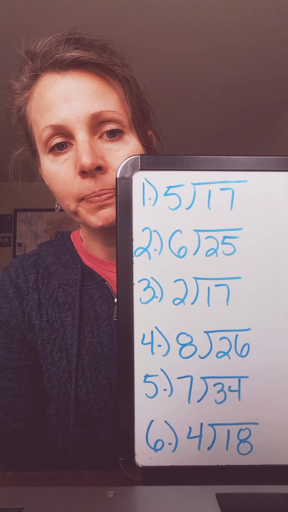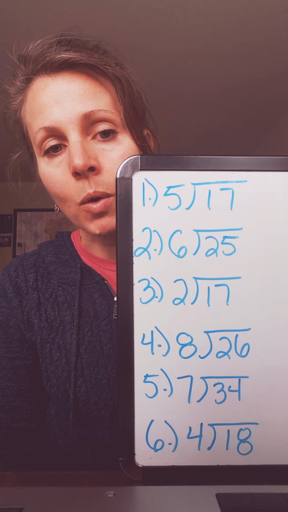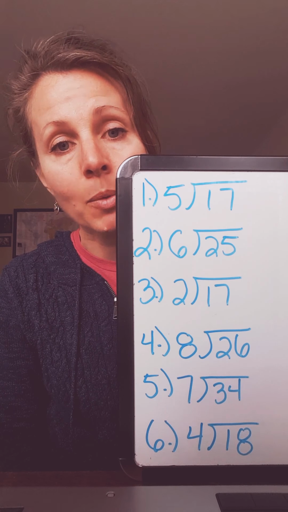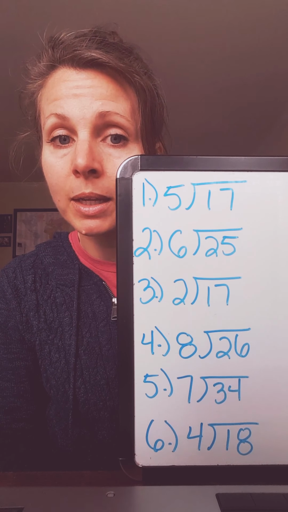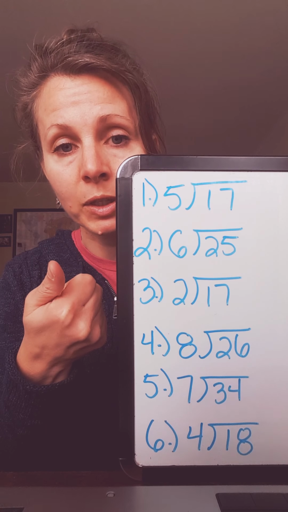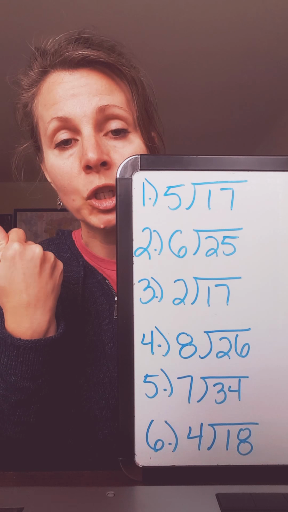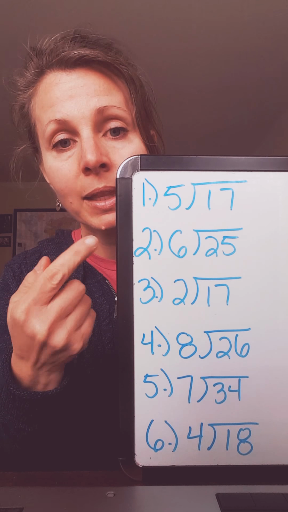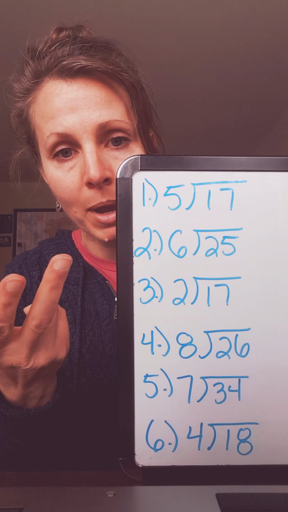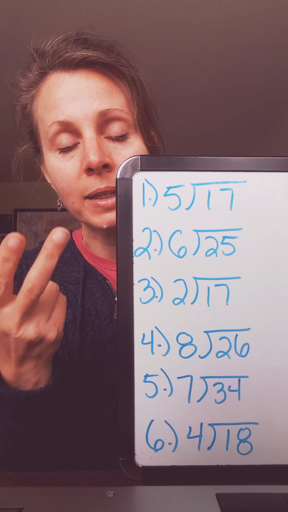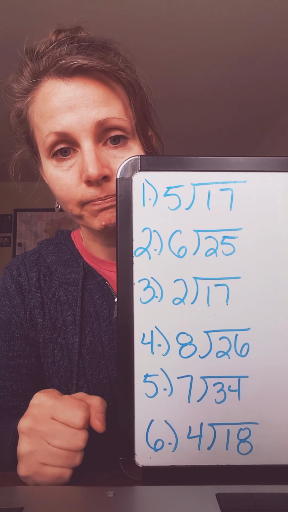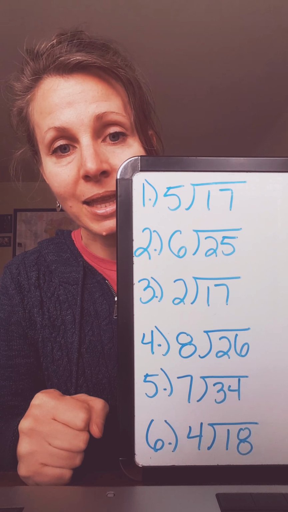Make sense? Okay. If you need more time to write these down, please just pause it and write them down. I want you to do the division. I want you to check it with multiplication, and then I want you to add that remainder back on to make sure that the dividends match. Okay, and that's it for now.